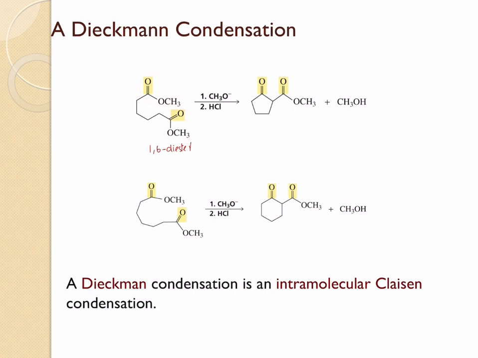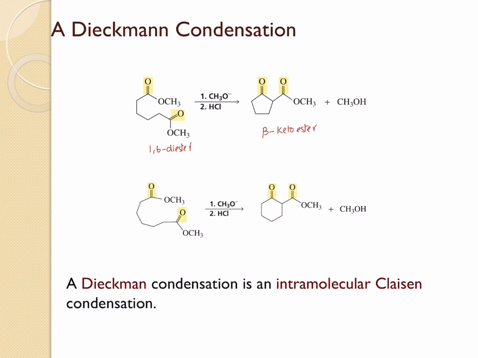When a 1,6-diester reacts with a base, it's definitely going to undergo intramolecular Claisen ester condensation to give us this cyclic structure, a beta keto ester. So here is a beta keto ester, and you can see a 5-membered ring structure is formed in between.